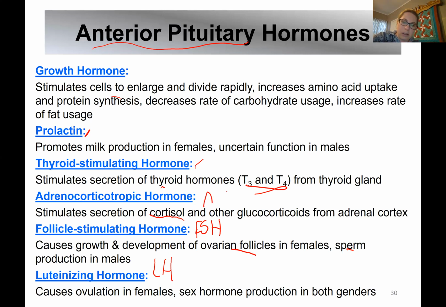This is ACTH, TSH. Prolactin is PRL and GH. Okay. So those are some of the hormones involved with the anterior pituitary, or that are released from the anterior pituitary.